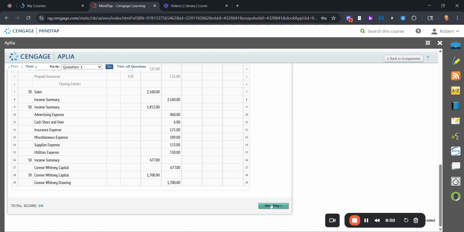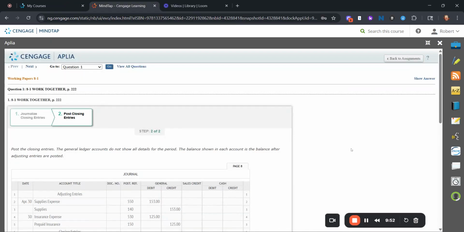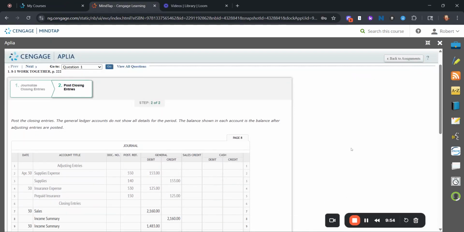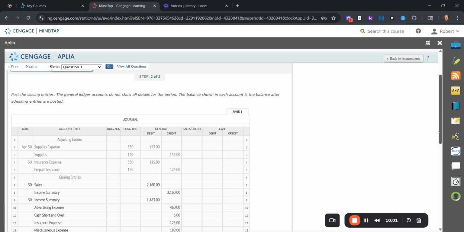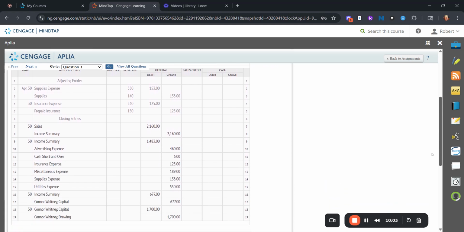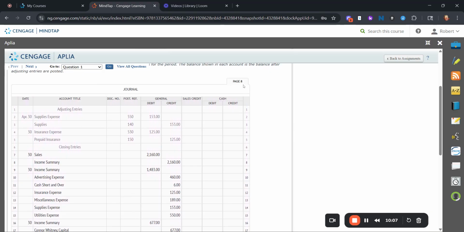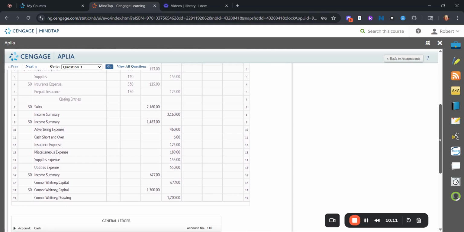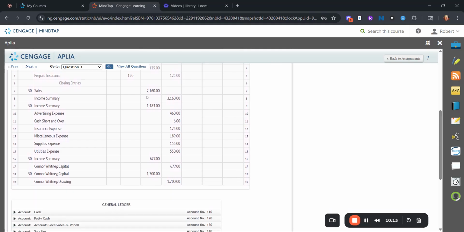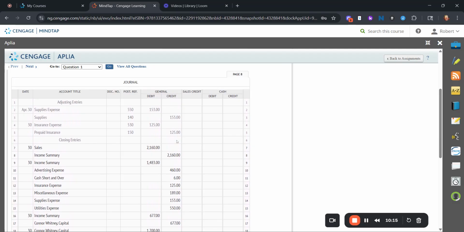Okay, so now we're going to go to the next step: posting these entries into the ledgers. So we'll start with sales. Remember, we're going to need our page number for our journal, page 8. So we'll start with sales, $2,160 debit.